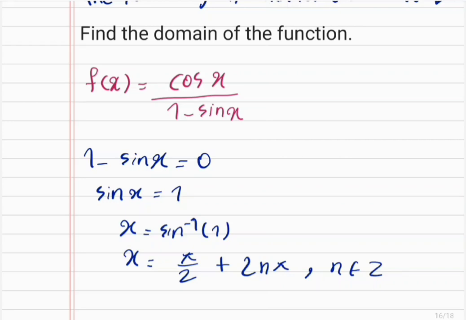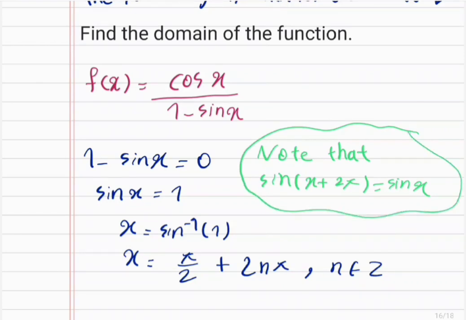Just to write that down, just to remember, if you don't already, note that sine of x plus 2 pi is equal to sine x. So what does this mean? This is about the period of sine, which means that sine is a periodic function with a period of 2 pi, which means its values repeat every 2 pi. So this is just something to be aware of.